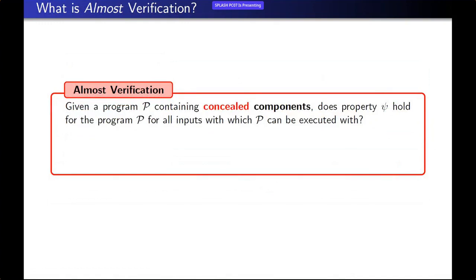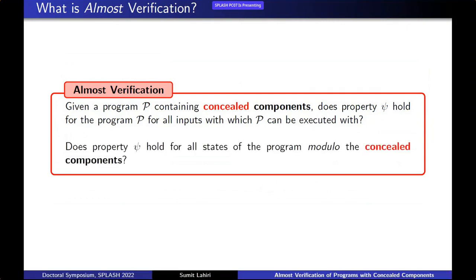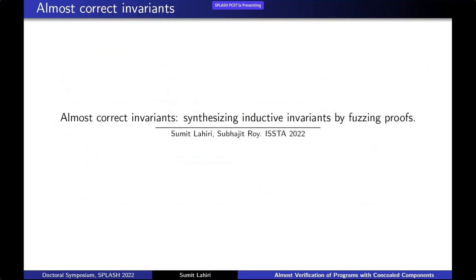So what exactly is almost verification? It's akin to regular verification, but here we have to deal with programs which have concealed components. So we want to check if some property holds for these programs if we run the program with all inputs, given the concealed components are already present in them. So with this, I'll first present the work on almost correct invariants, where we synthesize inductive invariants by fuzzy proofs.